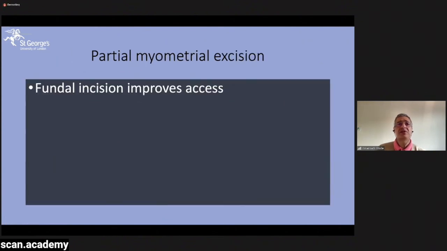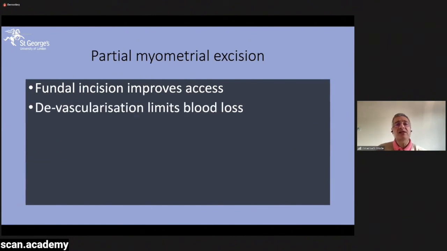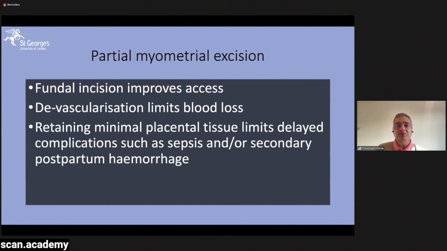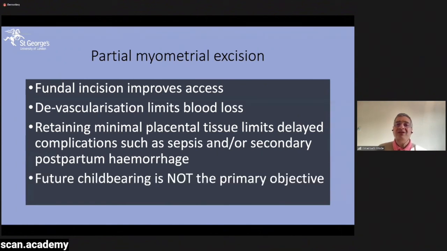The advantages of partial myometrial excision are fundal incision improves access, devascularization limits blood loss, retaining minimal placental tissue limits delayed complications such as sepsis and secondary postpartum hemorrhage, and future childbearing is not the primary objective. We are not doing this in order to preserve fertility. We are doing this in order to reduce surgical complications.